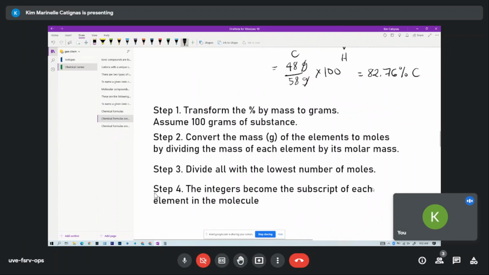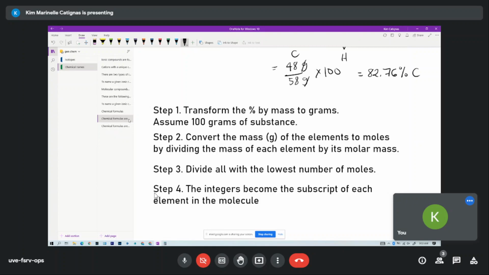Ngayon, here are some steps in determining the empirical formula. So, step 1, we are to transform the percent by mass to grams. So, para magawa natin yun, we are to assume 100 grams of substance. Then, step 2, we are to convert the mass of the elements to moles by dividing the mass of each element by its molar mass, which is mas maintindihan pa natin later. Then, we are to divide all with the lowest number of moles. And step 4, yung integers na makukuha natin dun sa division natin will become the subscript of each element sa molecule.